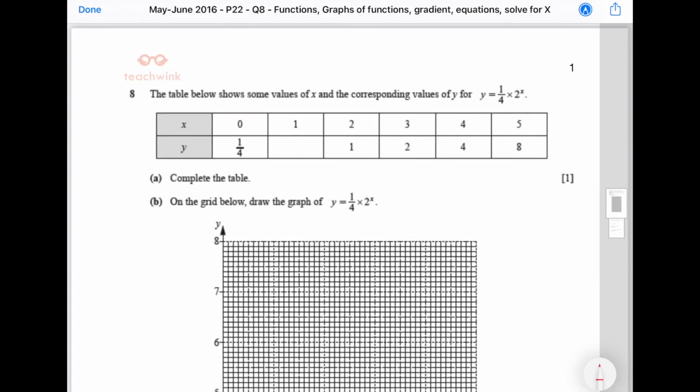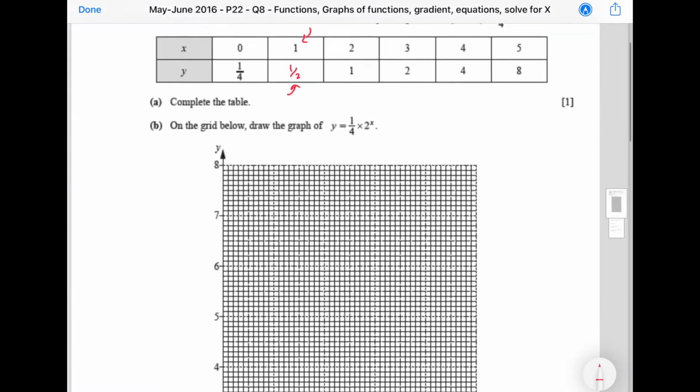The question says the table below shows some values of x and the corresponding values of y for y equal to 1 over 4 times 2 to the power of x. Part A says complete the table, so we have to find this value of y for this value of x. When we plug in this value of x over here, this becomes 2 to the power of 1, which is 2. 2 times 1 over 4 is 2 over 4, which simplifies to 1 over 2 or 0.5.